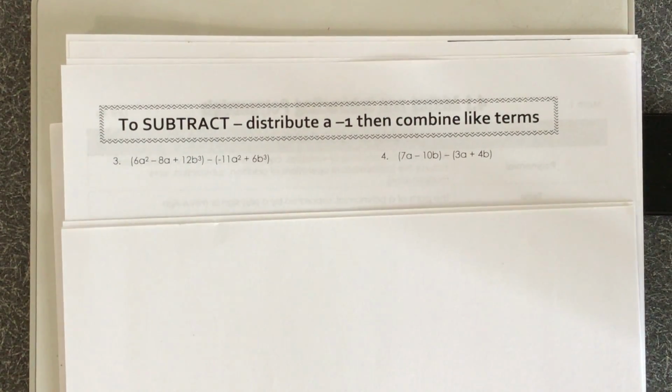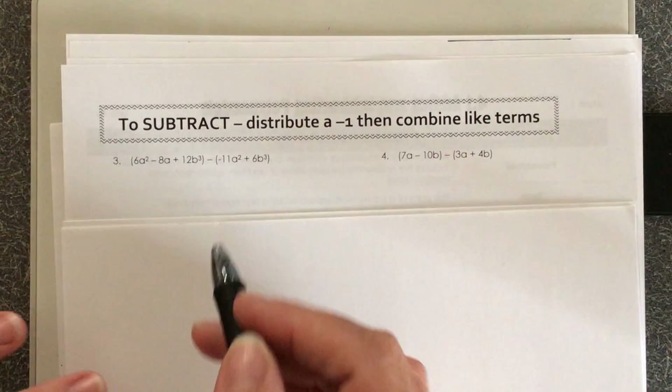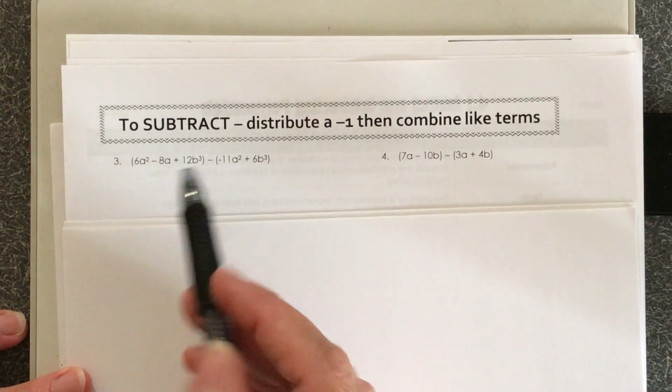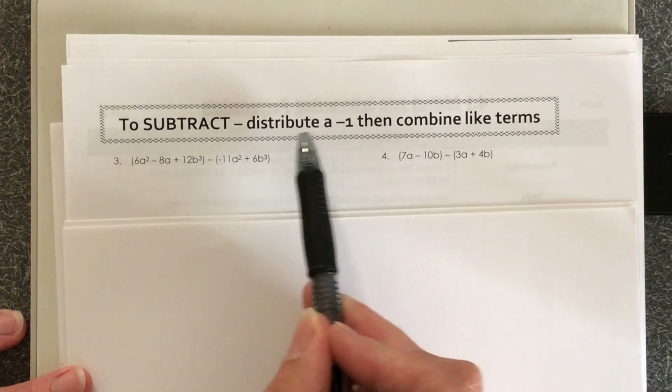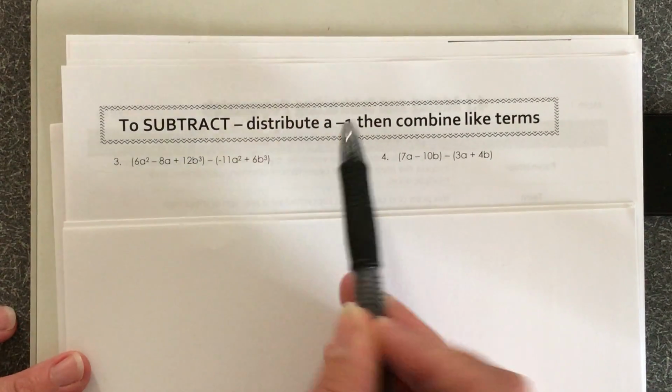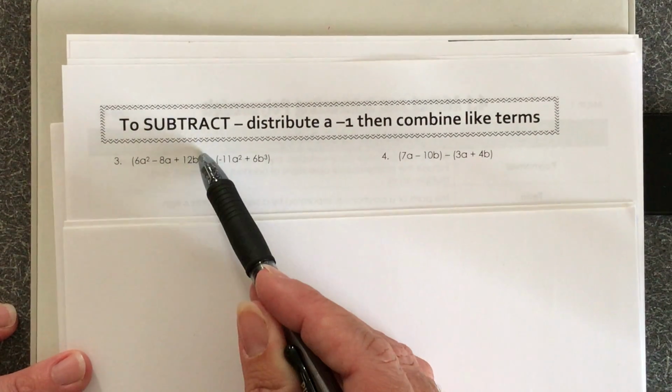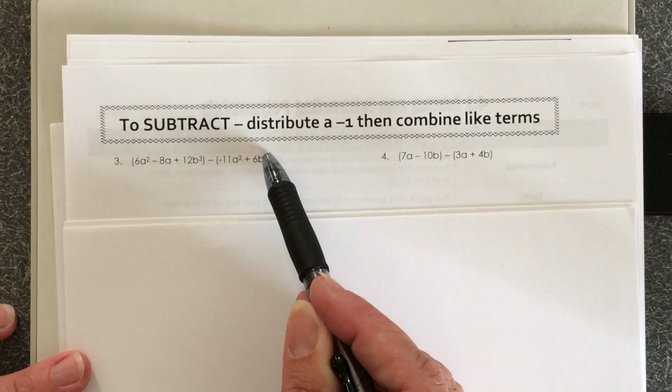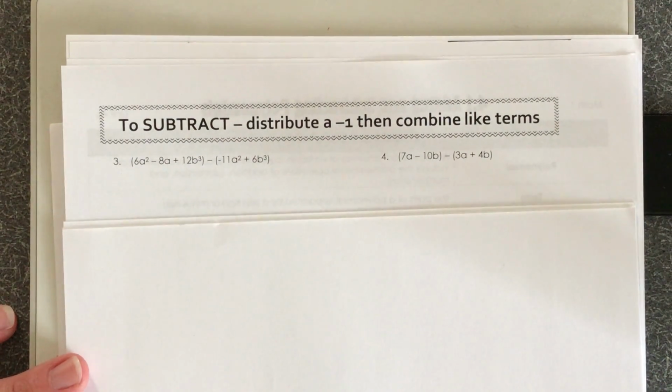Subtracting polynomials is the exact same as adding polynomials, but there is one exception. When we subtract a polynomial, the exception is the parentheses, and the parentheses does make a difference. Up here it says to subtract. You want to get rid of the parentheses by distributing a -1 to everything in the second set of parentheses and then combining like terms.